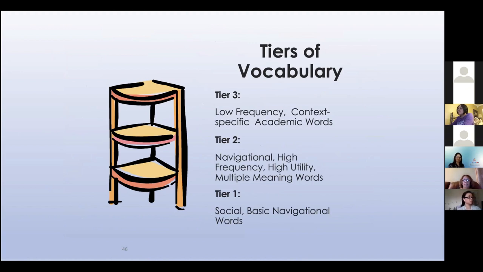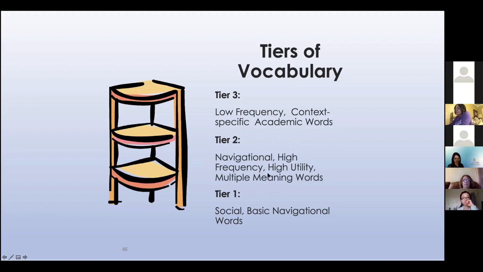Vocabulary, then we have tiers of vocabulary. So tier one, those big social, basic, navigational words that we talk about. Can I use the bathroom? Let's go here, let's go there, right? Tier two, that's high frequency, high utility. Remember we talked about that academic language. So the words that travel across different subjects that you can use. And then tier three would be the low frequency, context-specific academic words. You want ELLs to learn a lot of tier two. These are the words that you want to teach.